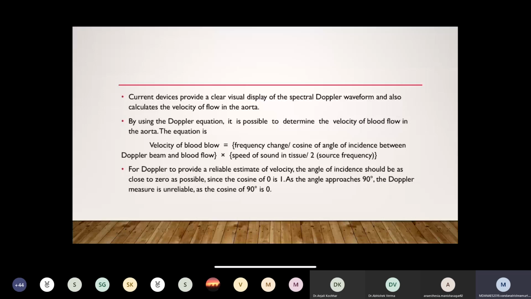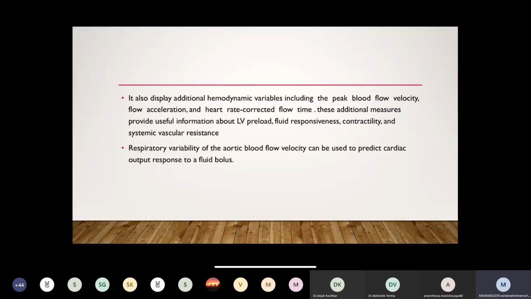Knowing the heart rate allows the calculation of the portion of cardiac output flowing through the descending thoracic aorta, which is approximately 70% of total cardiac output. Correcting for the remaining 30% allows the monitor to estimate the patient's total cardiac output. It also displays additional hemodynamic variables, including peak blood flow velocity, flow acceleration, and heart rate corrected flow time. These additional measures provide useful information about LV preload, fluid responsiveness, contractility, and systemic vascular resistance. Respiratory variability of aortic blood flow velocity can be used to predict cardiac output response to a fluid bolus.